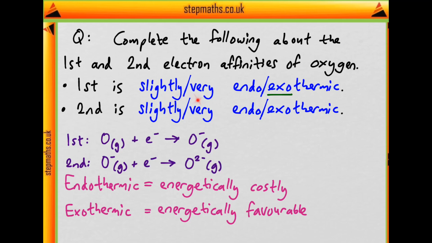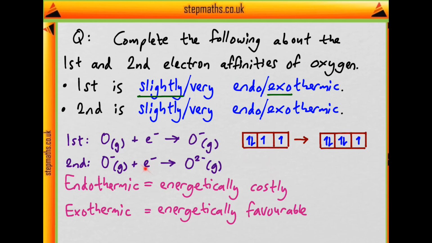Then will it be slightly or very exothermic? Well, if we think about what we're doing when we're adding this electron, we're going from this 2p4 state, and the electron will pair up with one of these unpaired p electrons to form 2p5, and we know that this will be a slightly unfavourable process because the electrons repel each other, especially when they're paired up in an orbital. So it's not going to be extremely exothermic, it's just going to be slightly because of this countering effect. So that's our first statement complete.